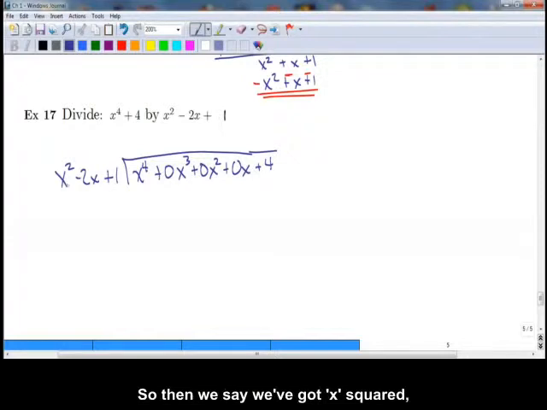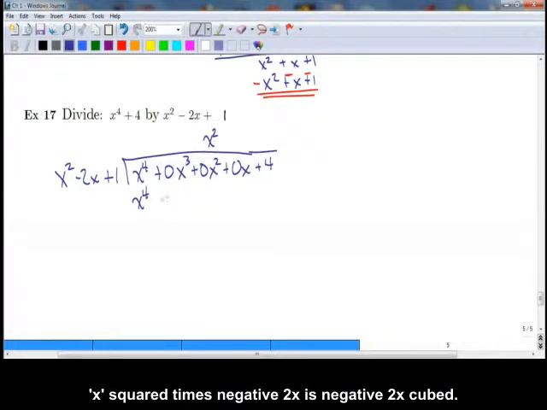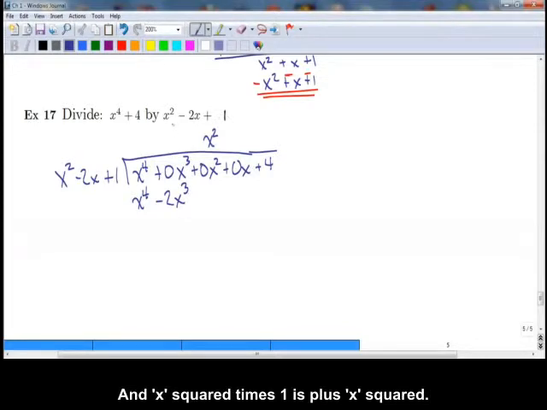So then we say we've got x squared. What do we need to multiply to get x to the 4th? Well, we need an x squared, and again, that goes in our x squared column. So x squared times x squared is x to the 4th. x squared times negative 2x is negative 2x cubed. And x squared times 1 is plus x squared.